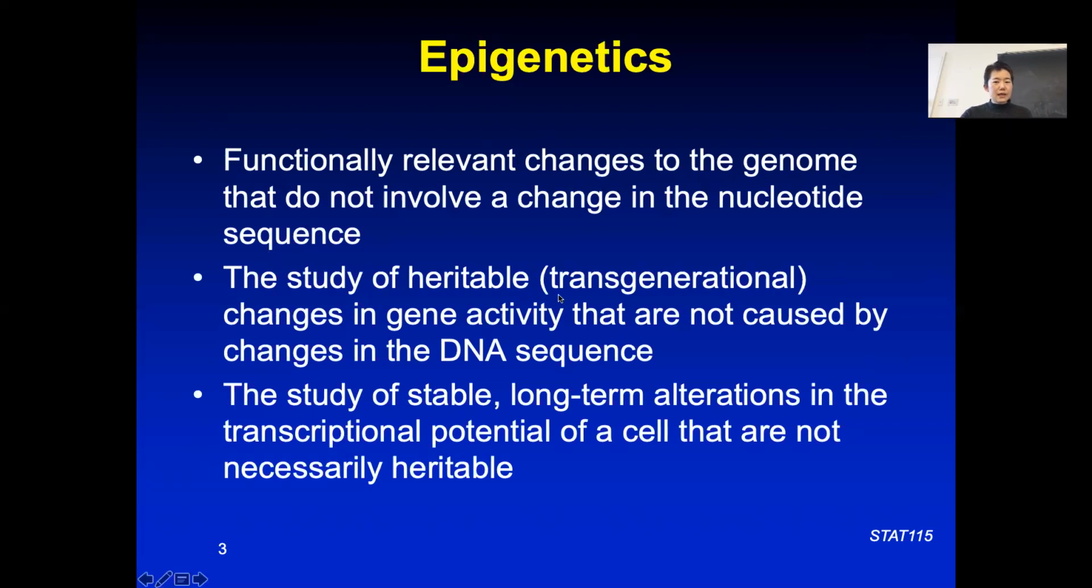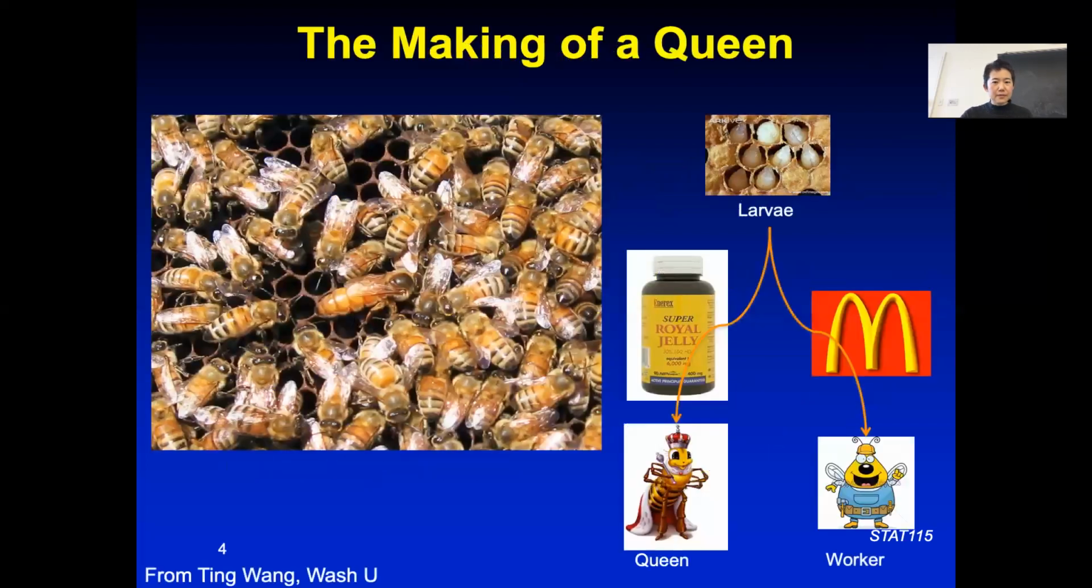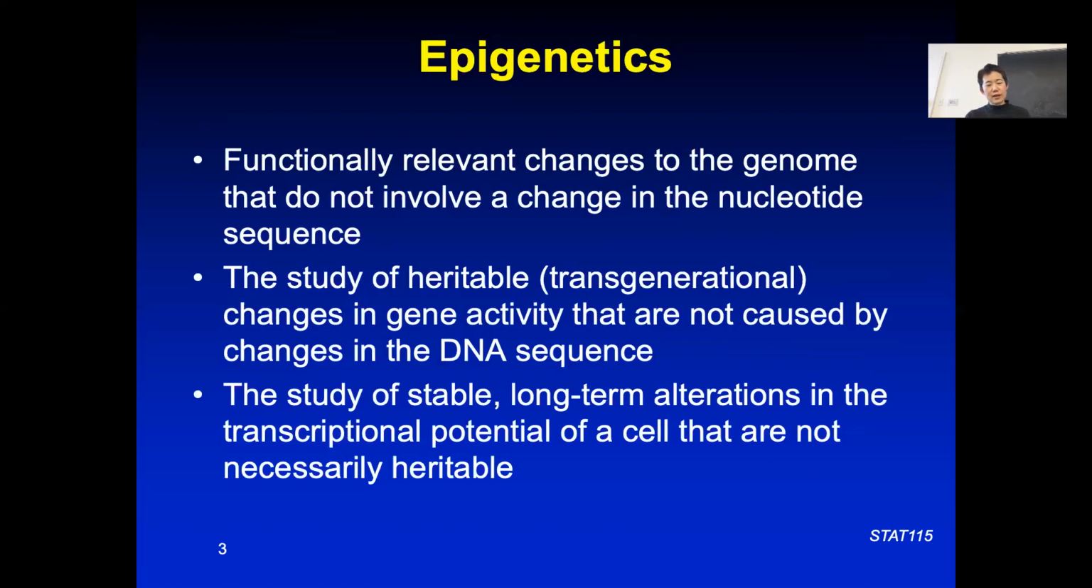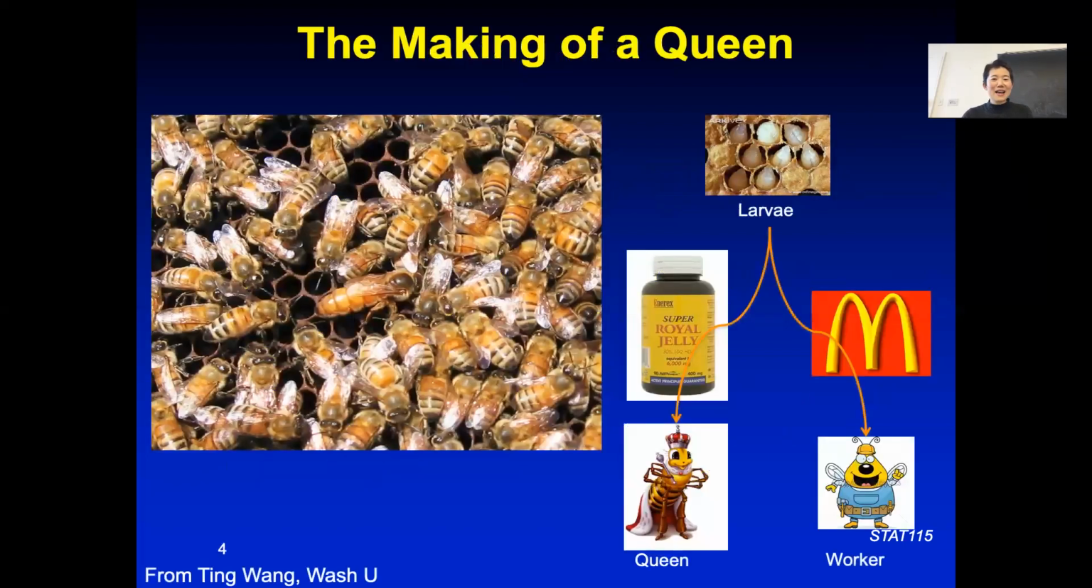This is transgenerational change, but also people who are interested in epigenetics in recent years also want to study stable long-term alterations in the transcriptional potential of a cell that are not necessarily heritable. So let's talk about some examples, either transgenerational or upbringing. You know, like there's nature and nurture. The nature is the DNA part, and the nurture is the upbringing part.